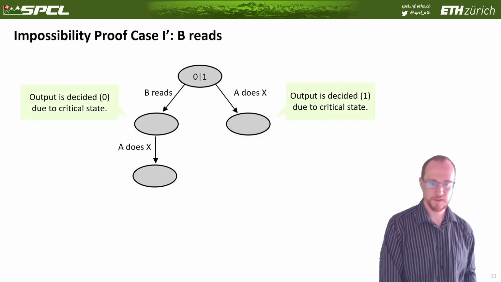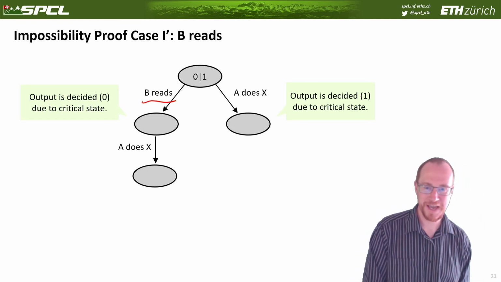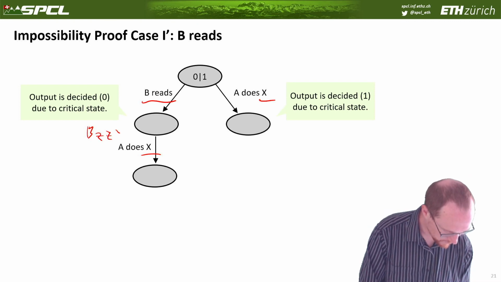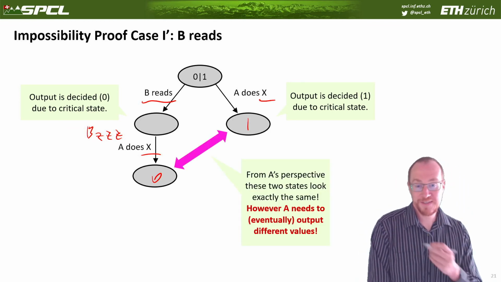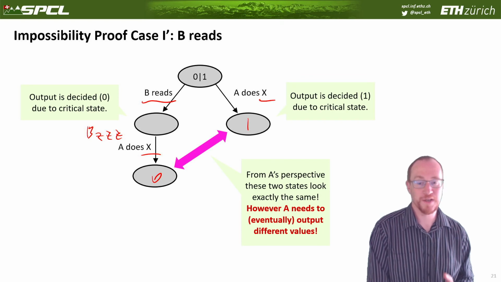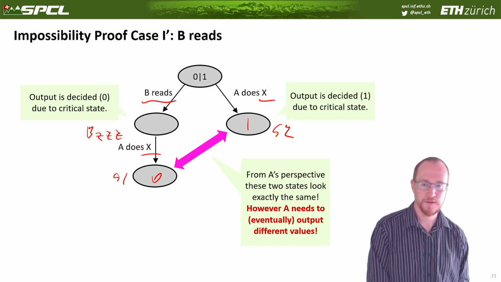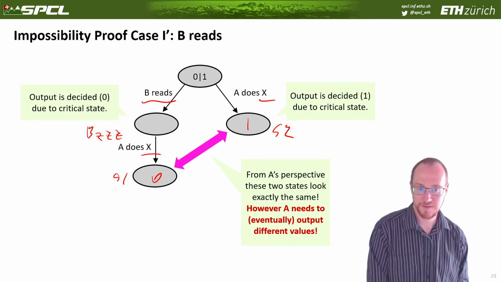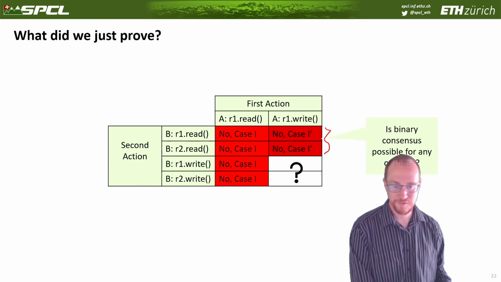Let's move to the somewhat obvious next case by renaming A and B and say, what if B reads something instead of A reads something, and then A just does X, and then here B sleeps or disappears. We need to decide 0 and 1, very much like before. At this point, it should be obvious that from A's perspective, these two states look exactly the same, but A needs to output either 0 or 1, depending on whether it's in S1 or in S2. So, again, if B cannot be influenced by A reading, then A can also not be influenced by B reading. That's by symmetry pretty obvious, and we now remove the other remaining half of the cases.